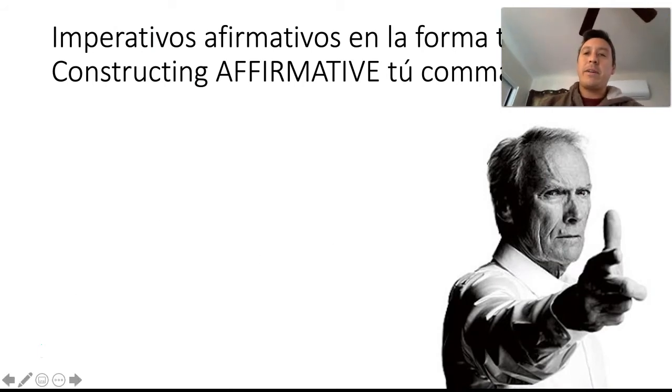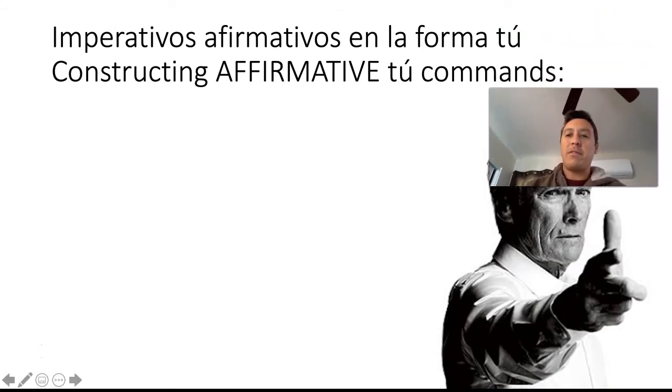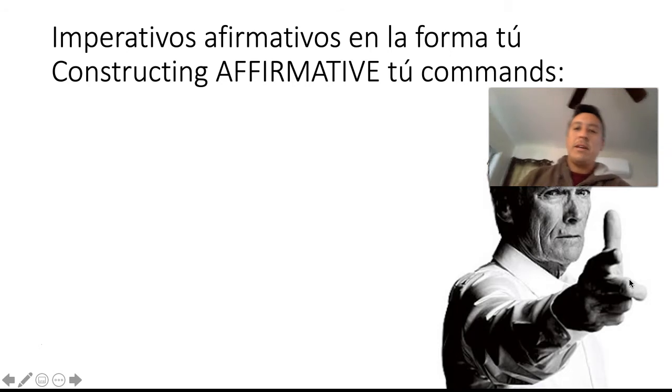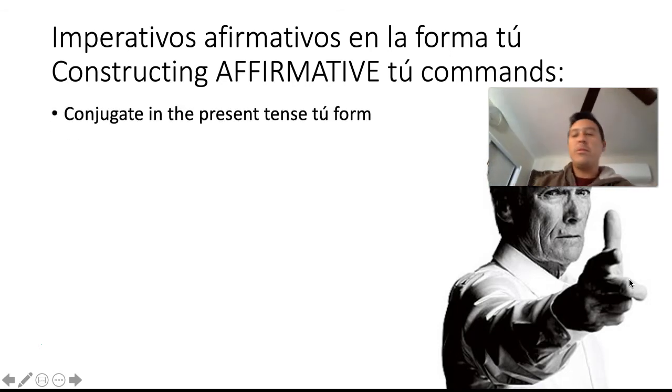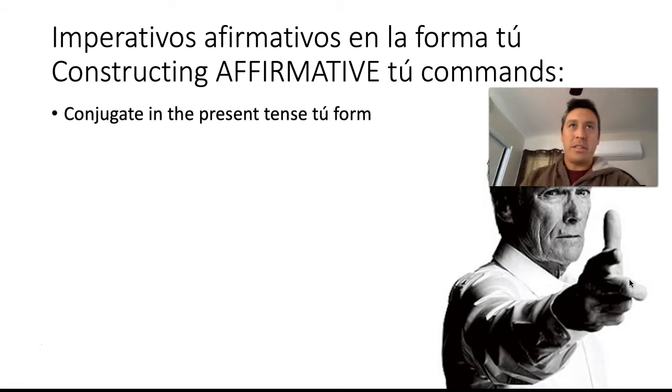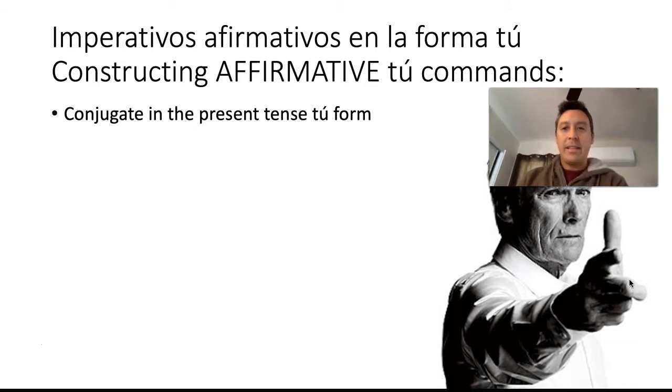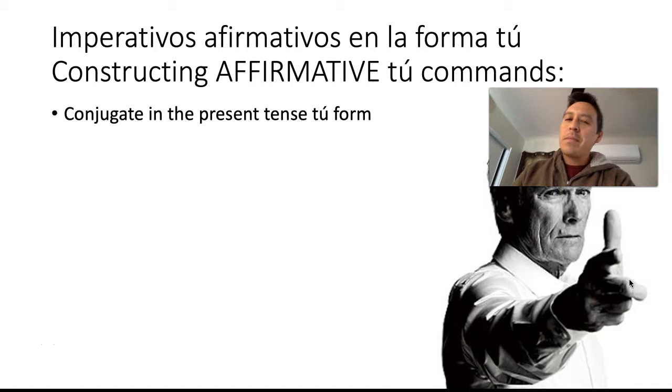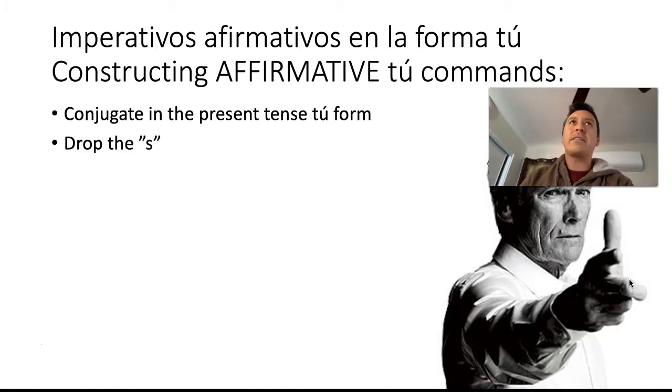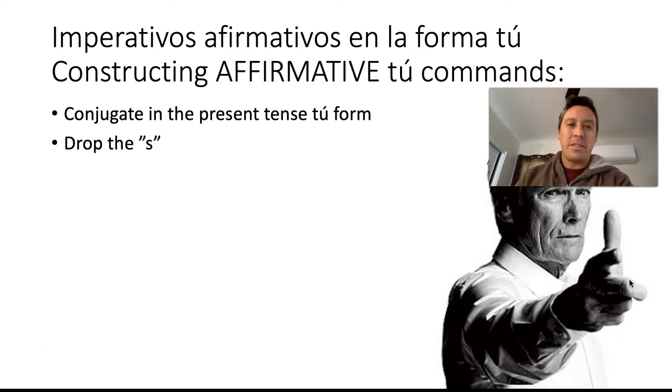And so when we're talking about affirmative commands, nothing says affirmative command like Clint Eastwood pointing at you. The way that Señor Jordan did it is he said you just conjugate in the él, ella, or usted form. I essentially say the same thing, except I would just say it's like conjugating in the tú form and then dropping the s, which is like the third person of the present tense. Or you can just do the present tense.